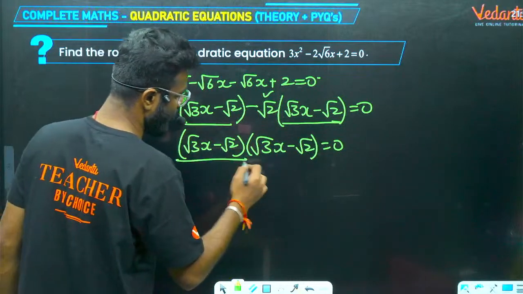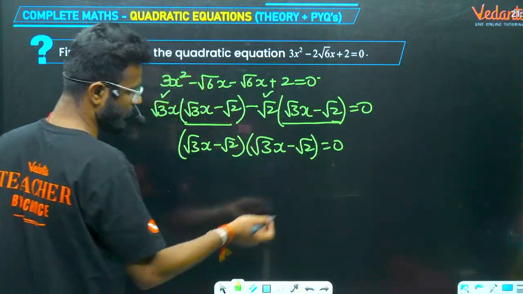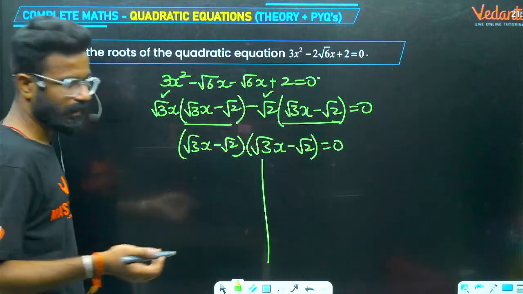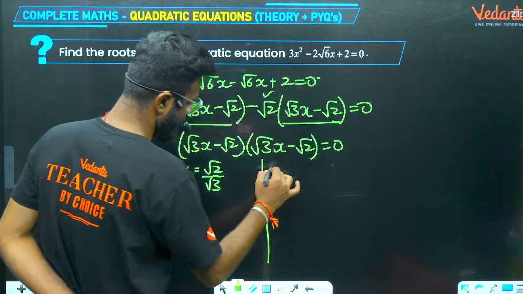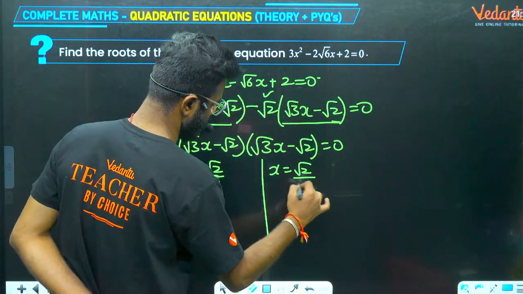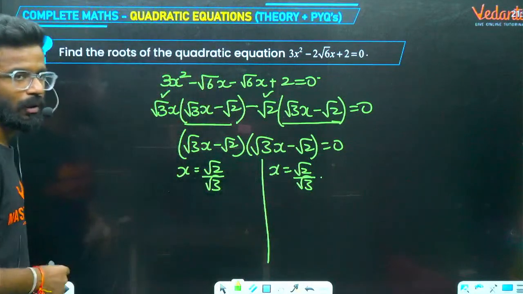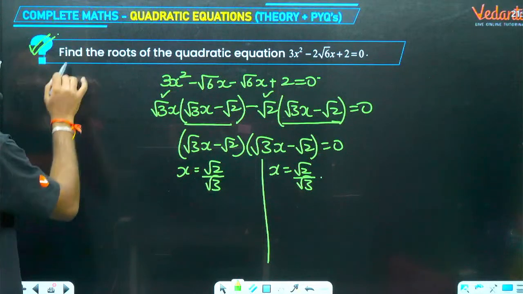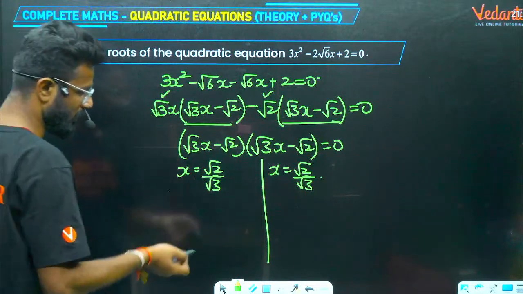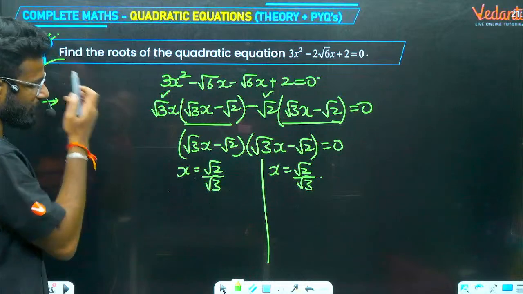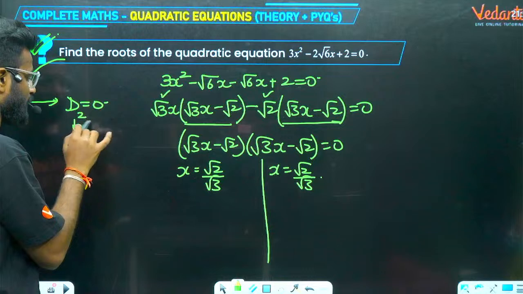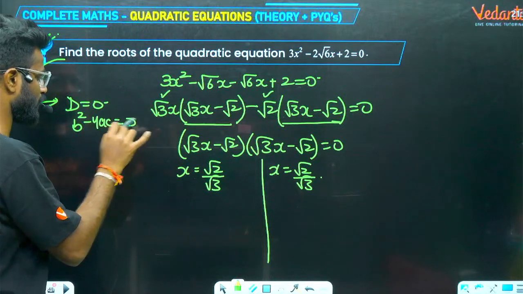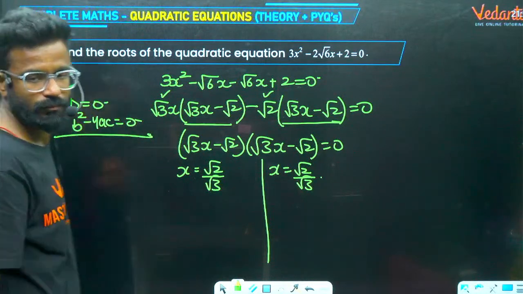If you equate these factors with 0, you can get the values of x. That is, x is equal to root 2 by root 3 and x is equal to root 2 by root 3. You know these are equal roots, which means it must satisfy the relation, or we can say that the nature is discriminant is equal to 0, or b square minus 4ac is equal to 0. Done.